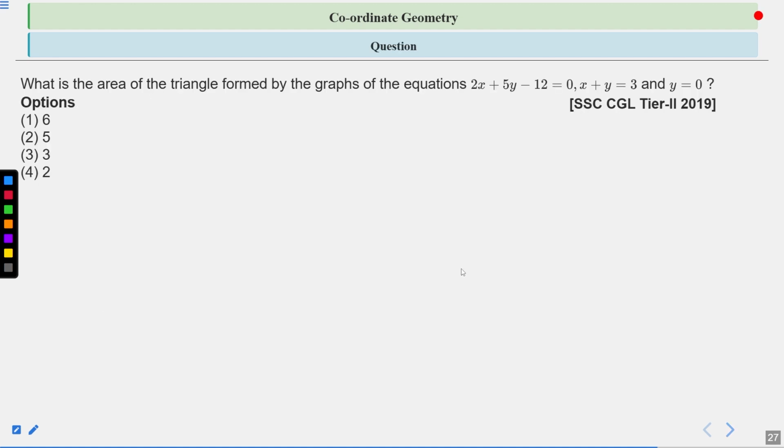What is the area of the triangle formed by the graph of the equations 2x plus 5y minus 12 equals 0, x plus y equals 3 and y equals 0? This question was asked in the SSC CGL Tier 2 exam in 2019. There are four options. First one is 6, second is 5, third one is 3 and fourth one is 2. Now you have 10 seconds to solve this question. Your time starts now.